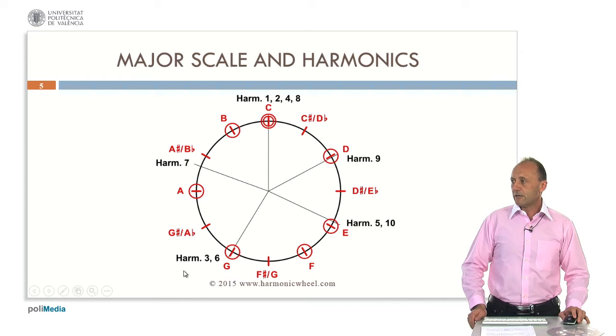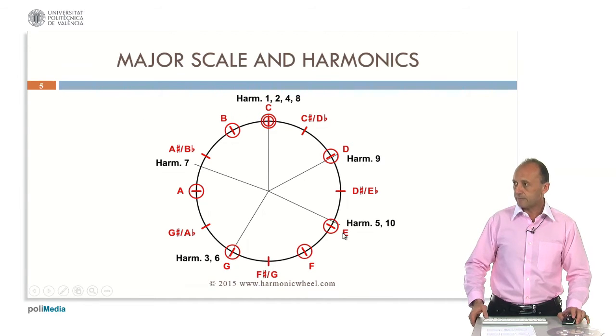Here we have a chromatic circle where we have marked the notes of the C major scale, C, D, E, F, G, A, B, and the harmonics of C. The most important ones, number 1, note C, number 3, note G, and number 5, note E.